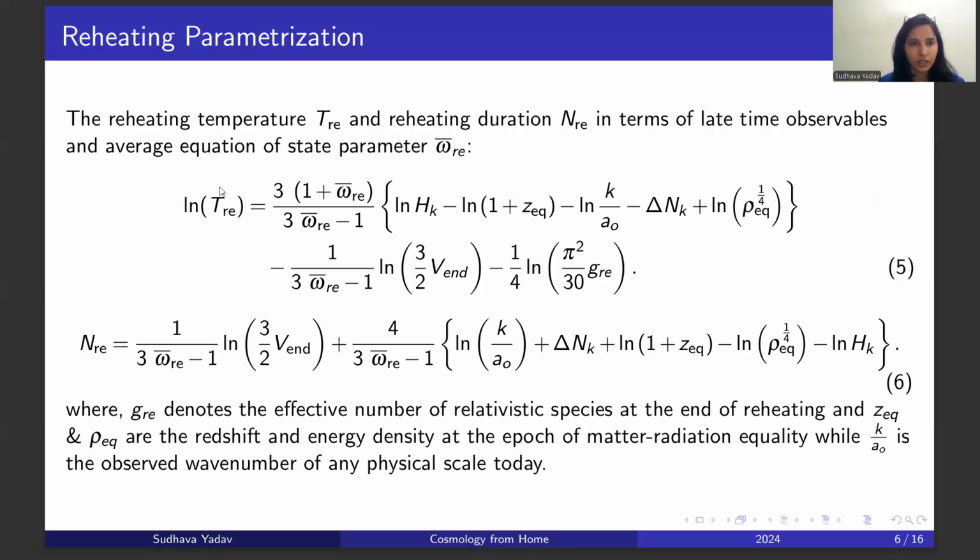Now, these are the two key parameters governing the reheating phase. The first is the reheating temperature T_re, and the second is the duration of reheating, N_rh. These two parameters are written in terms of late-time observables and the average equation of state ω effective. There are various parameters used: g_re, the effective number of relativistic species at the end of reheating, and z equivalent and ρ equivalent, which are the redshift and energy density at the epoch of matter-radiation equality. The parameter k by a_0 is the observed wave number of any physical scale today. So these are the two key equations which we will be using for our study.